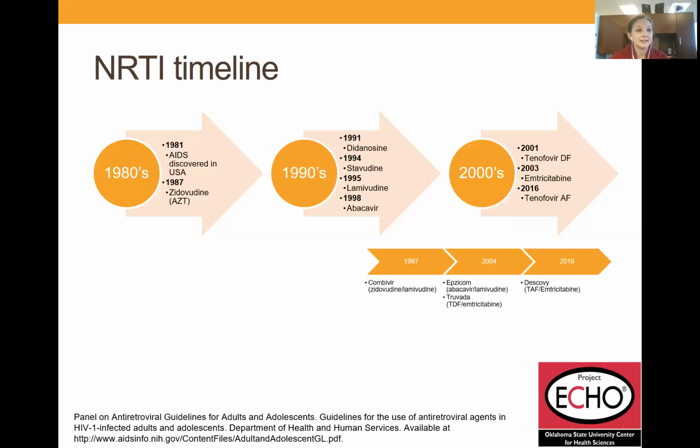In the late 90s into the early 2000s is when you start seeing these combination products. And now we're to the point where a lot of these are in our single tablet regimens. So if you look at a lot of the single tablet regimens that are available, you're going to have combinations of one of the forms of tenofovir, usually with emtricitabine. And we'll talk through some of that. So that's where our timeline is.